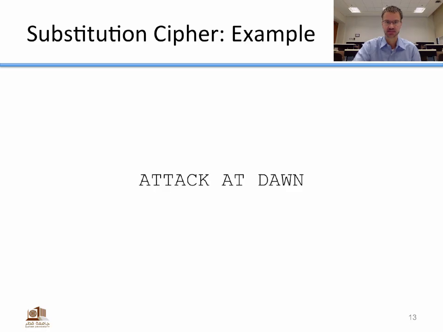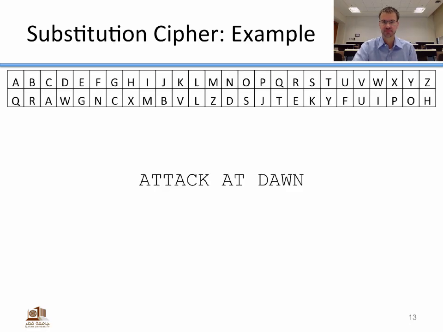So let's do an example with this. If my message is attack at dawn, and this is my random decision on the substitutions, well then performing the encryption is actually pretty simple. So the A, I go, okay, well A becomes Q. T becomes Y. A becomes Q. C becomes A. K becomes V. And I can continue that for the rest of the message.